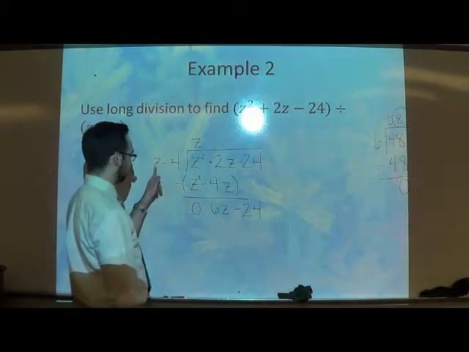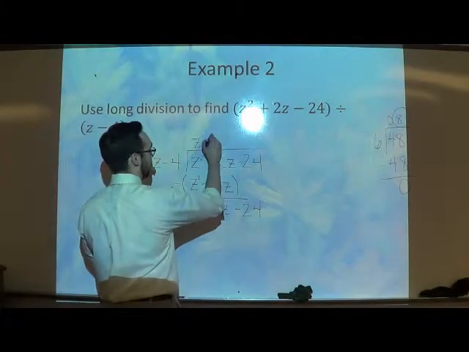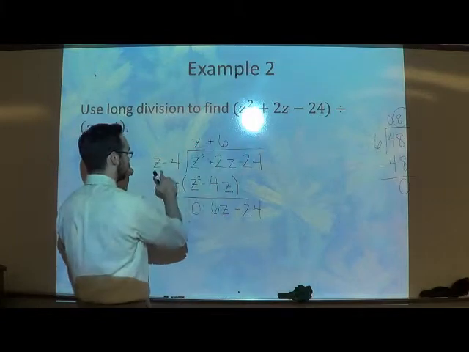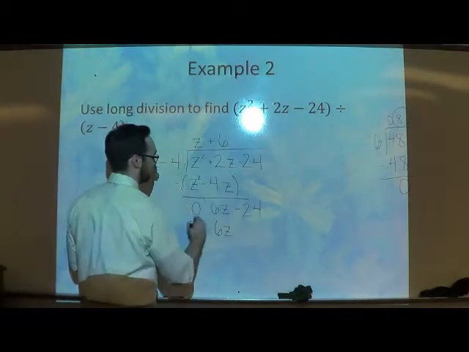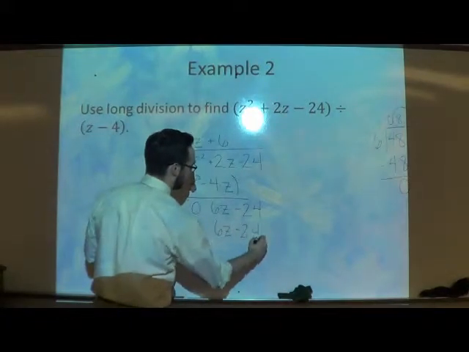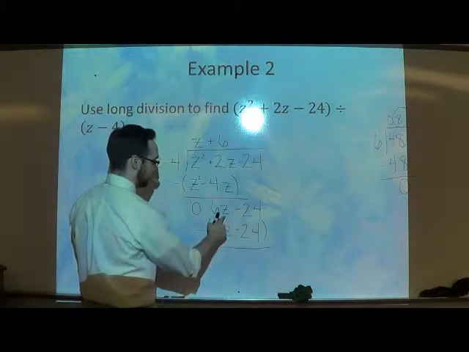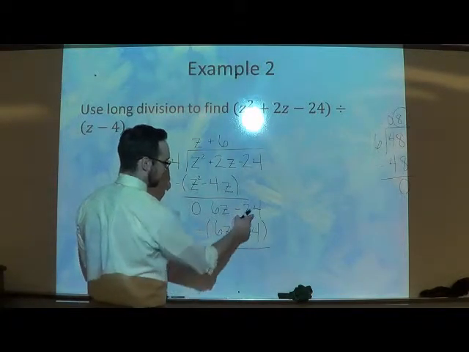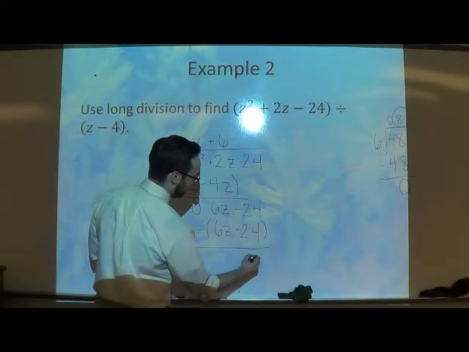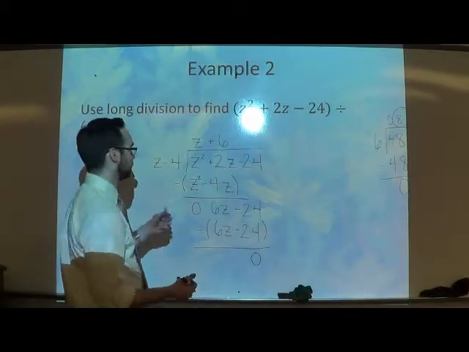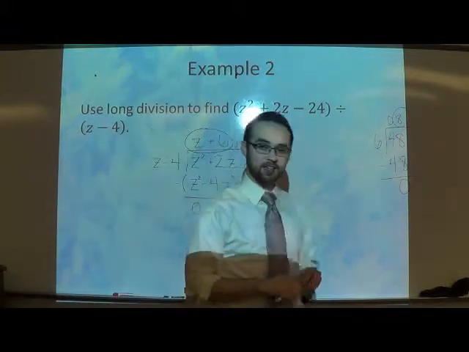And then I ask myself, what times z gives me 6z? Well, that's 6. So I'm going to add a 6 to the top. So 6 times z gives me 6z. 6 times negative 4 is a negative 24. When I subtract the whole thing, 6z minus 6z cancels. Negative 24 minus a negative 24 is negative 24 plus 24, which gives me a remainder of 0. So my answer then would be z plus 6.